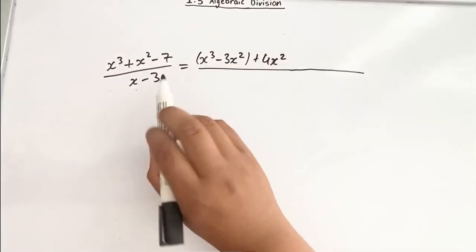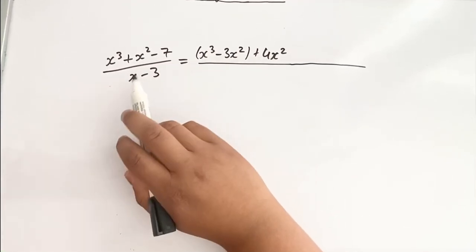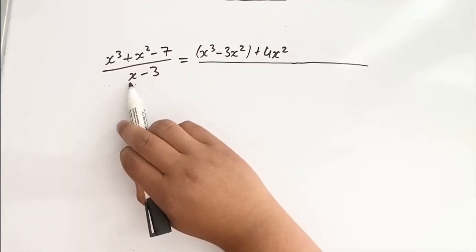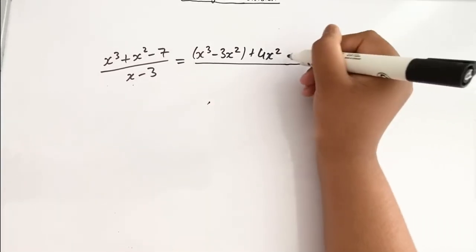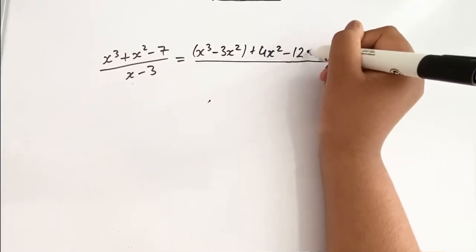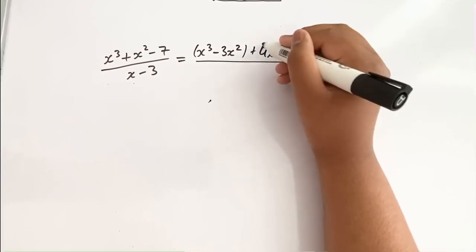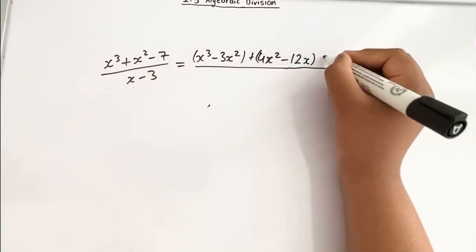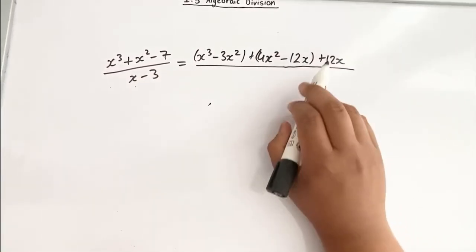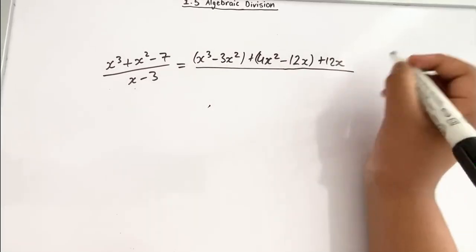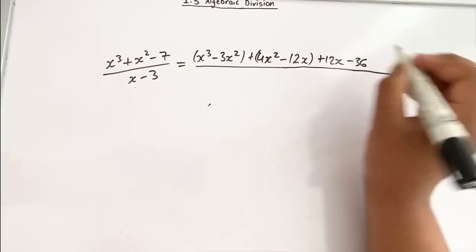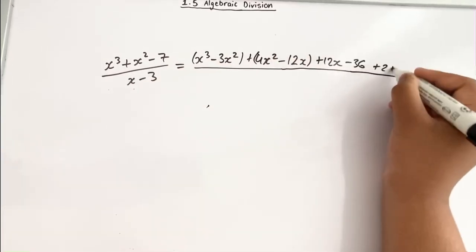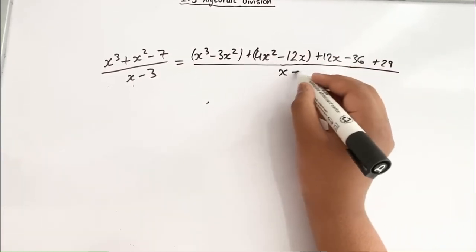And then we do the same process. 4x squared divided by x is 4x. So we need to times the minus 3 by 4x. So we get minus 12x. But we don't have any x's, so we need to add 12x. And then we do the same thing. 12x divided by x is 12. So 12 times minus 3 is minus 36. But we only have minus 7, so we need to add 29. And that's all over x minus 3.